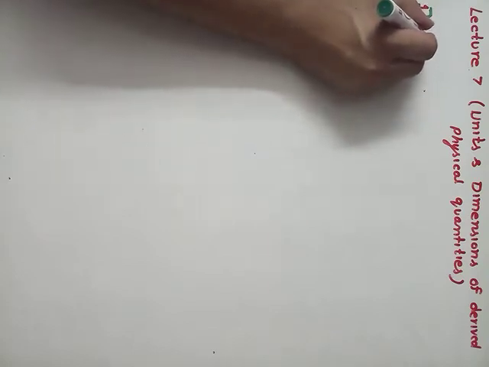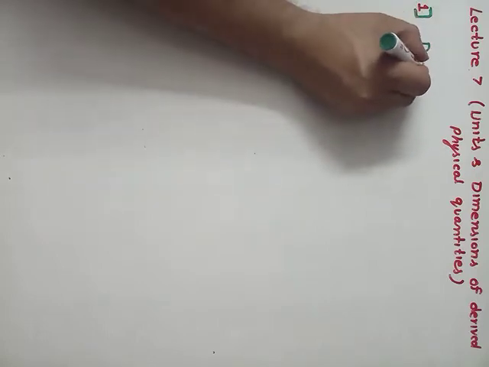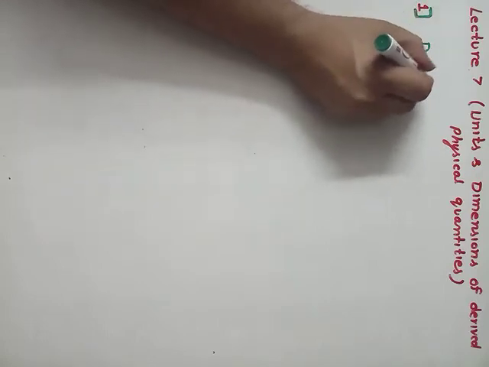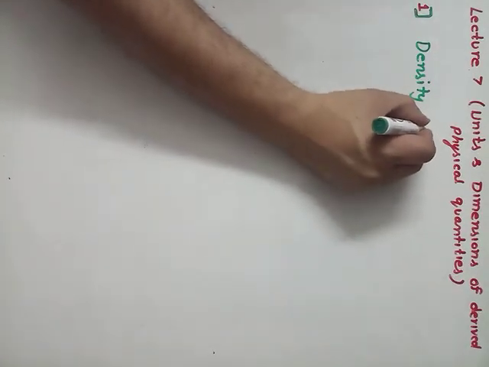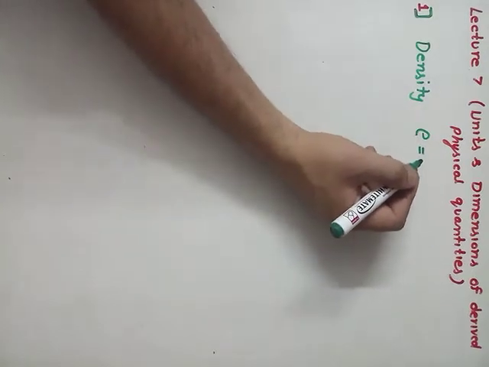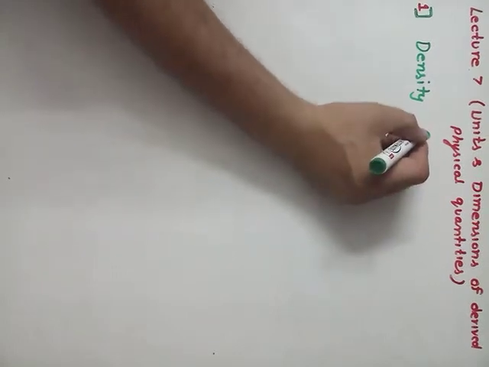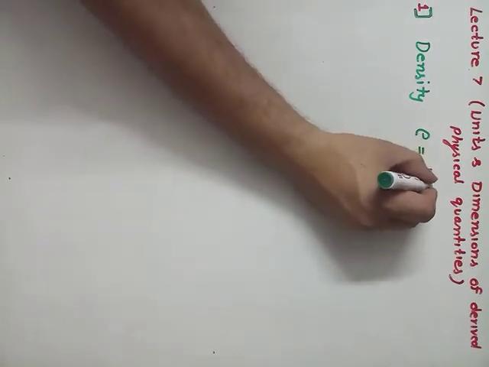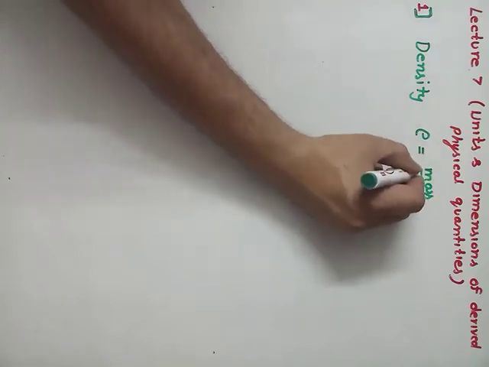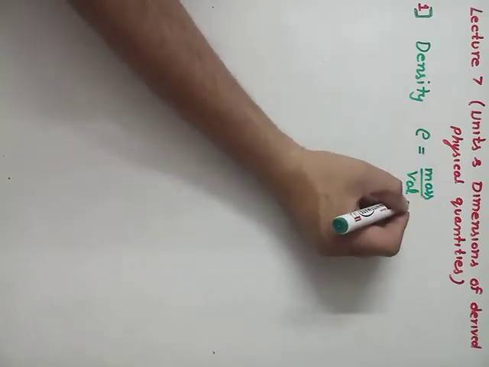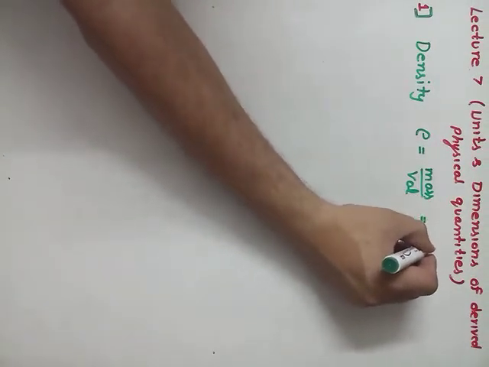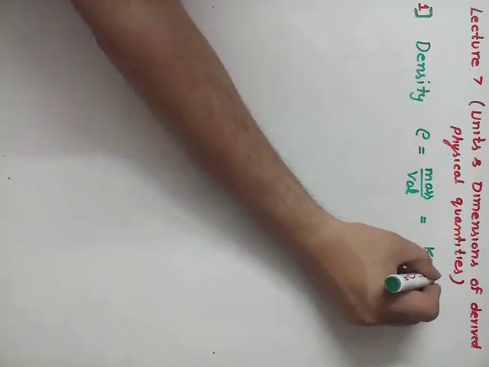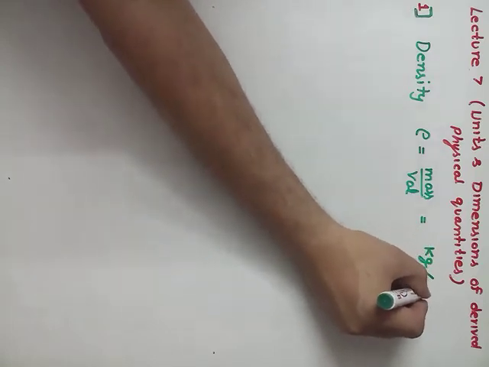We start with density. First of all, this rho is the symbol. Symbol can be denoted by any alphabet. Density is mass upon volume. Unit of mass is kg and that of volume is meter cube.